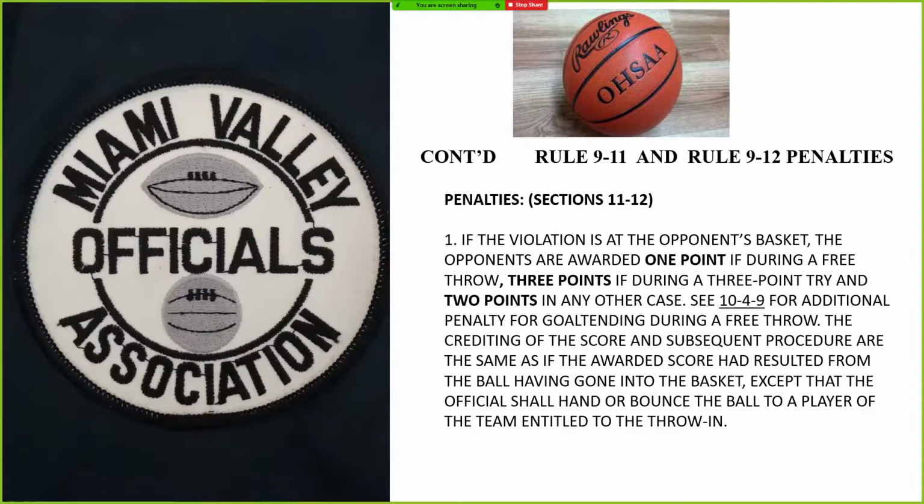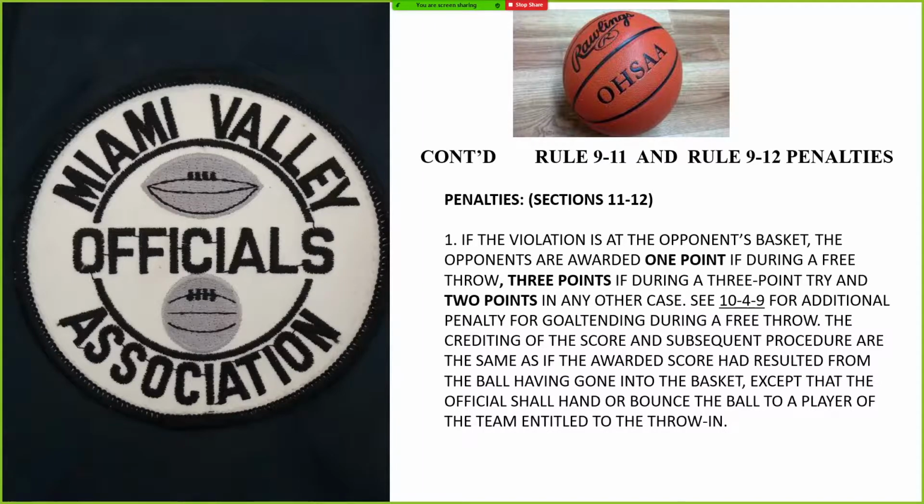The penalties for basket interference are sections 11-11 and 12. If the violation is at the opponent's basket, the opponents are awarded 1 point if during a free throw, 3 points if during a three-point try, and 2 points in any other case. See 10-4-9 for additional penalty for goaltending during a free throw.